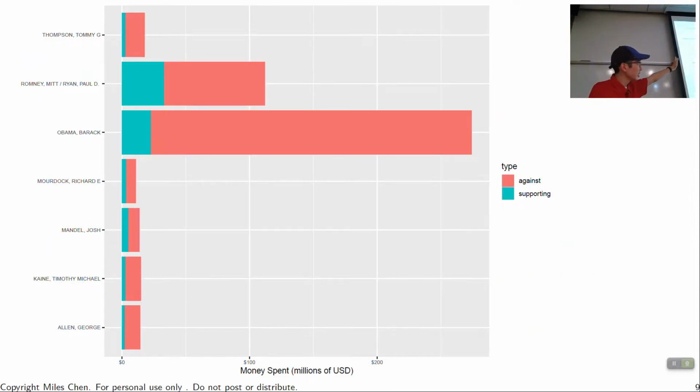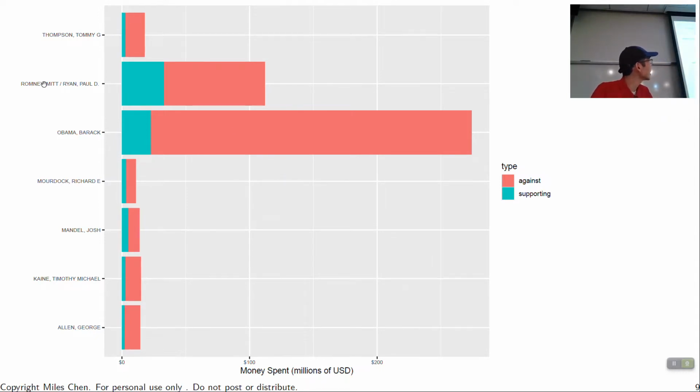Here, this is what we would call a stacked bar chart, in that the red color and the blue color are stacked rather than side by side. You can also split it that way. And what do you notice here?